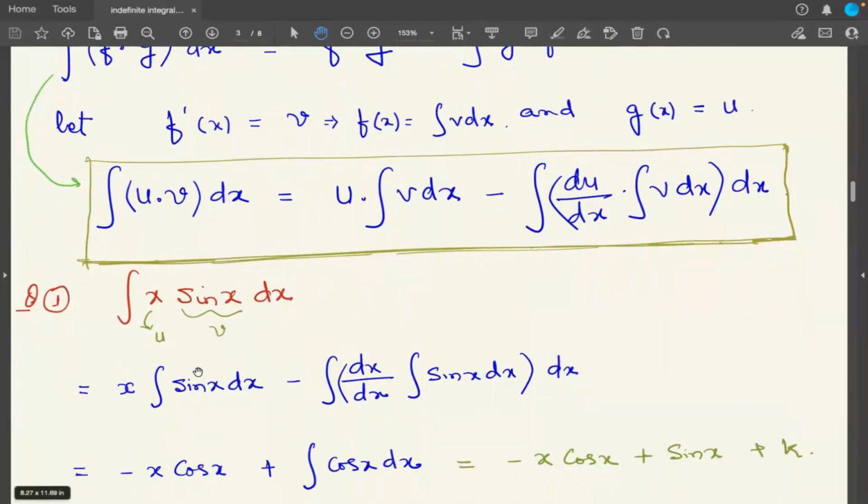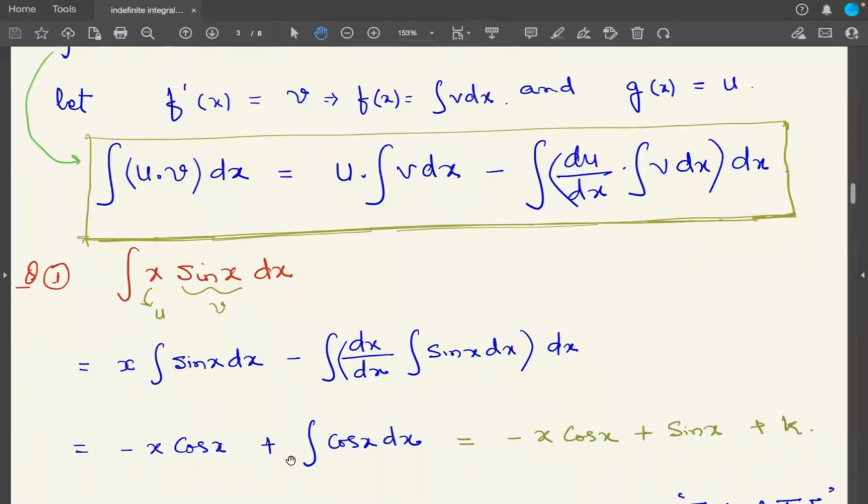So what is the integration of sin x? Minus cos x. So minus x cos x plus, dx की x की differentiation 1, and again we have to integrate the sin of x, which is minus cos of x, and the cos x की integration होती है sin x. So we get minus x cos x plus sin x plus k. I hope you will understand that. अगर समझ में नहीं आई है, then I will again repeat.